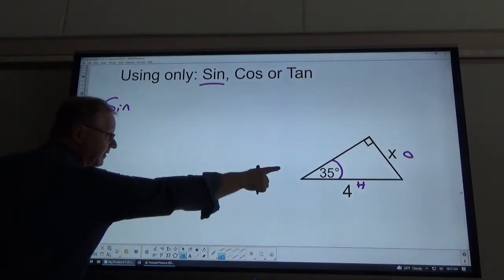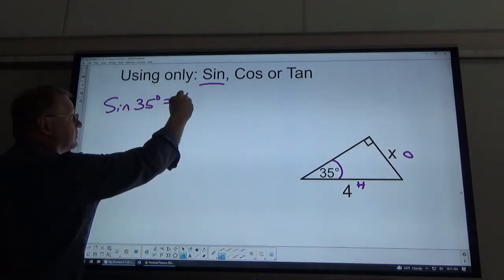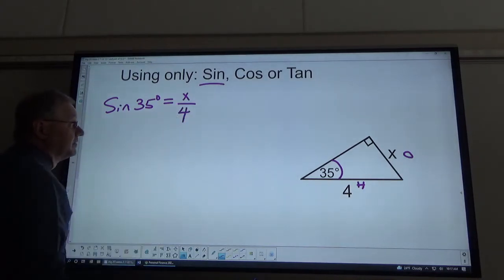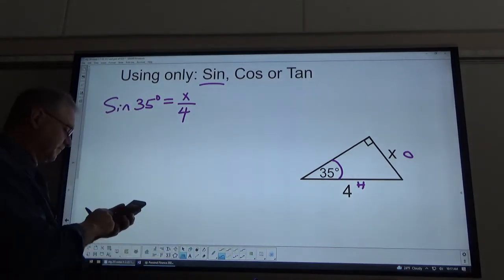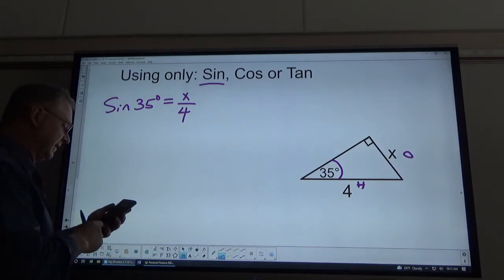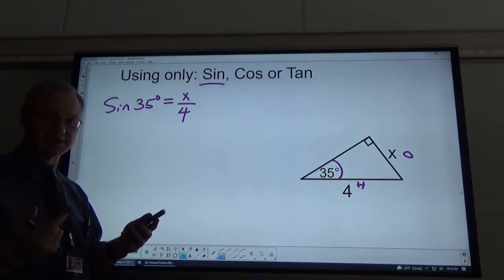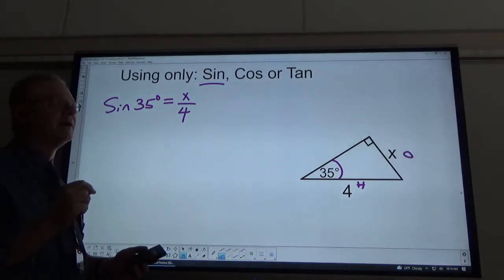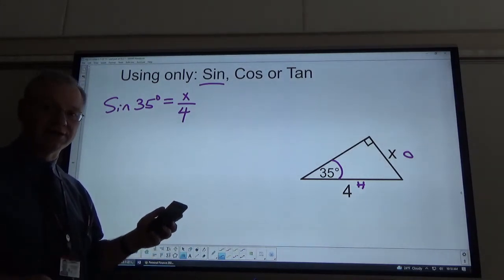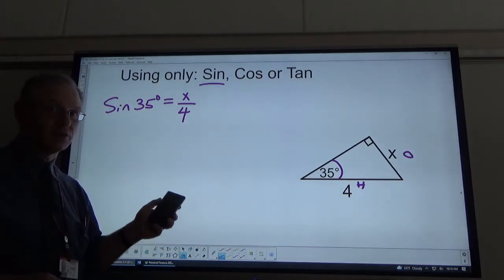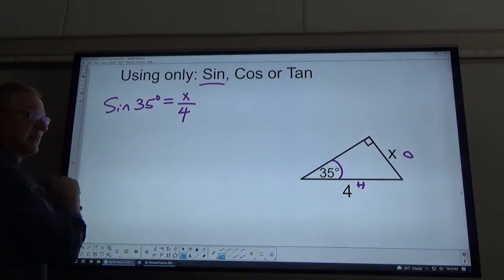Sine of our theta, which is 35 degrees, equals opposite over hypotenuse. There's my equation. Now, when I use my calculator, first thing, 35 sine. Now, some of you have to type the number first, then sine. Others of you, depending upon the calculator, hit sine, then the number. No matter which way you do it, you need to make sure that your calculator is in degrees, not radians or gradients. And we're going to round to 4 decimal places when we find sine, cosine, or tangent.